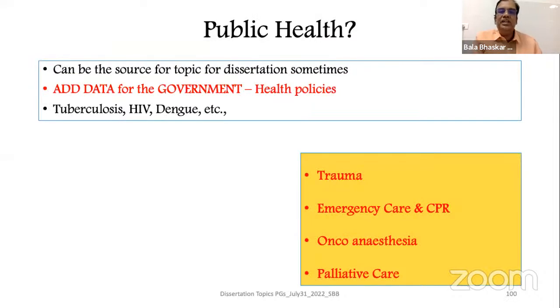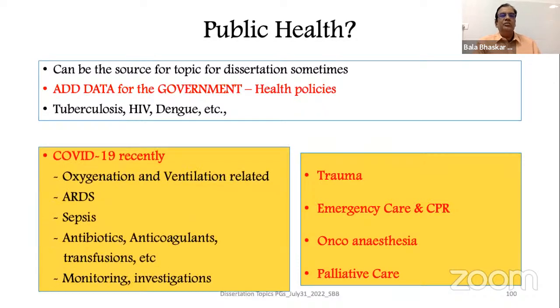And sometimes we can talk about some topics related to public health. It can be the source of a topic for dissertation sometimes, because this will also add data to the government and for creating health policies. For example, all of us have heard about tuberculosis, HIV, dengue, all public health problems. The government at the local, state and national level is very much interested.